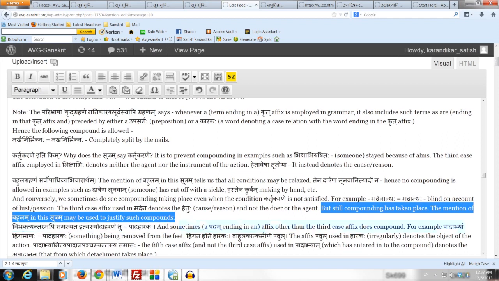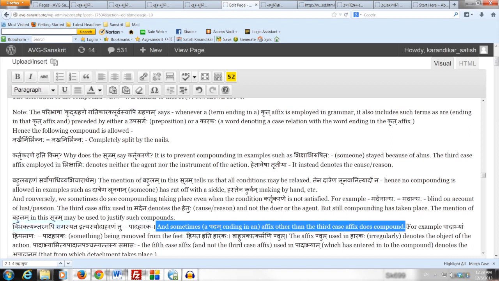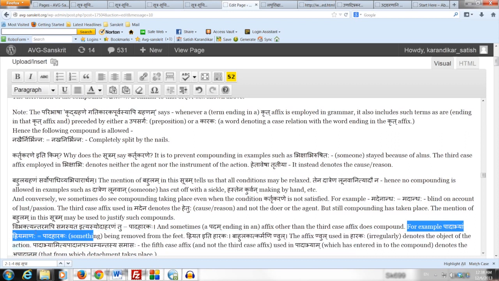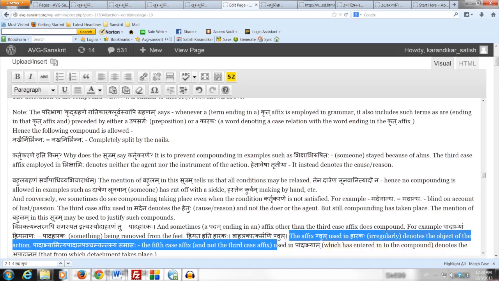And vibhaktyantaram api samasyate, ityasya udaharanam tu padaharakaha. So vibhaktyantaram api samasyate, meaning sometimes a padam ending in an affix other than the third case affix does compound. For example, padabhyam hriyamanaha padaharakaha, something like sandals being removed from the feet. Hriyata iti harakaha, bahulakat karmani nvul. The affix nvul used in harakaha irregularly denotes the object of the action.